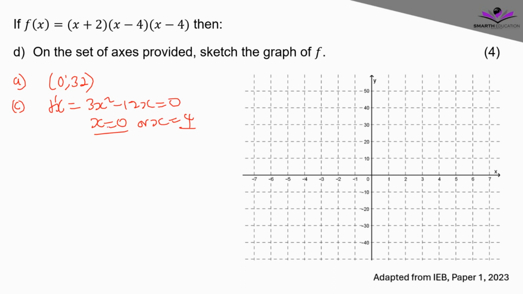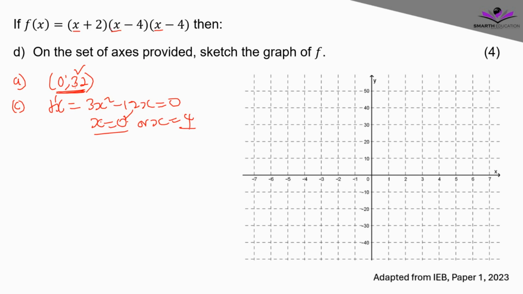If you check, when x is equal to 0, what is y? When x is equal to 0, y is equal to 32. So this point is a turning point and a y-intercept. Or what you could have done, you could have substituted 0 where there's x, and you're going to get 32.